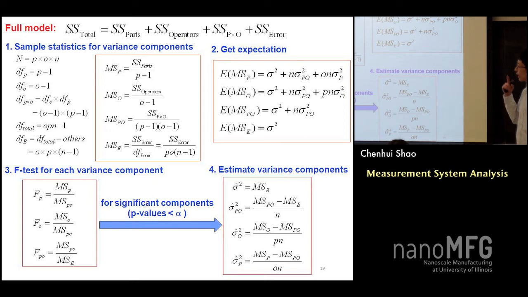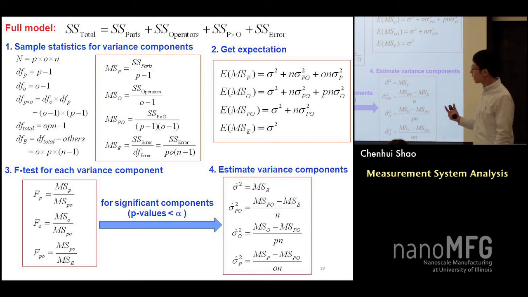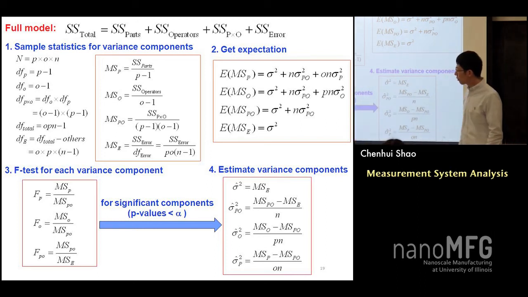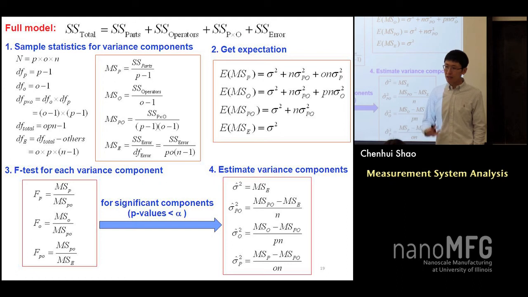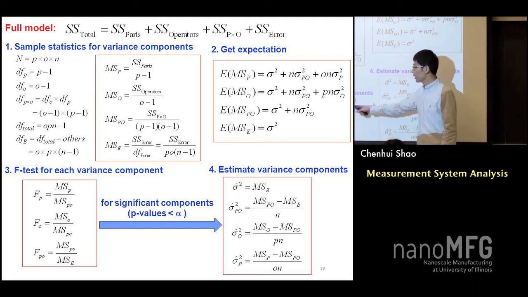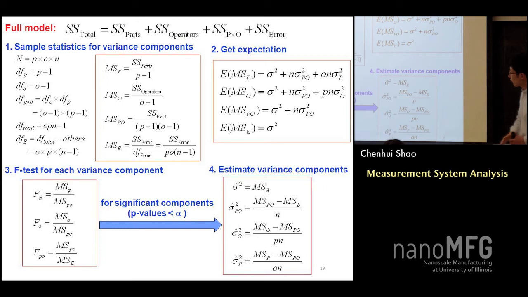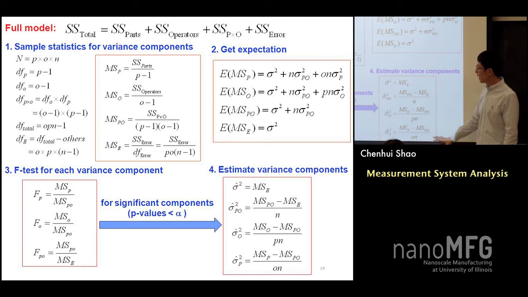Then we can conduct an F-test for each variance component. The F-test is normally used for model selection. Mean square P divided by mean square PO is FP. Similarly, we have FO and FPO. For significant components, P values should be smaller than the alpha value. Again, we have the alpha value here. If the P value is smaller than alpha, the corresponding term is considered significant. Finally, we have these formulas to estimate each term. Does that make sense?